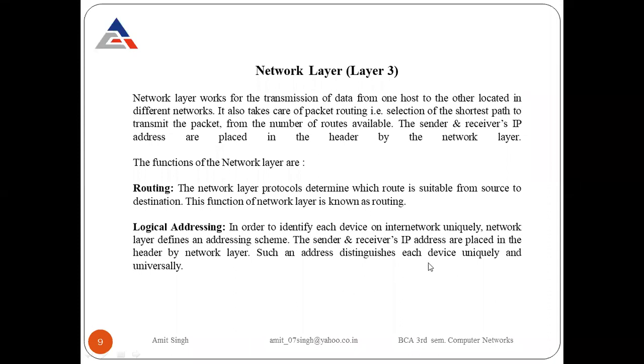Second, logical addressing. In order to identify each device on the internetwork uniquely, the network layer defines an addressing scheme. What it means is to detect each and every system present on the network. For this, they have a special addressing scheme. The sender and receiver IP addresses are placed in the header by the network layer. Such addresses distinguish each device uniquely and universally. So simply, the IP addresses of all the systems can be placed by the network layer, and with the help of IP addresses, we can easily detect the number of systems.